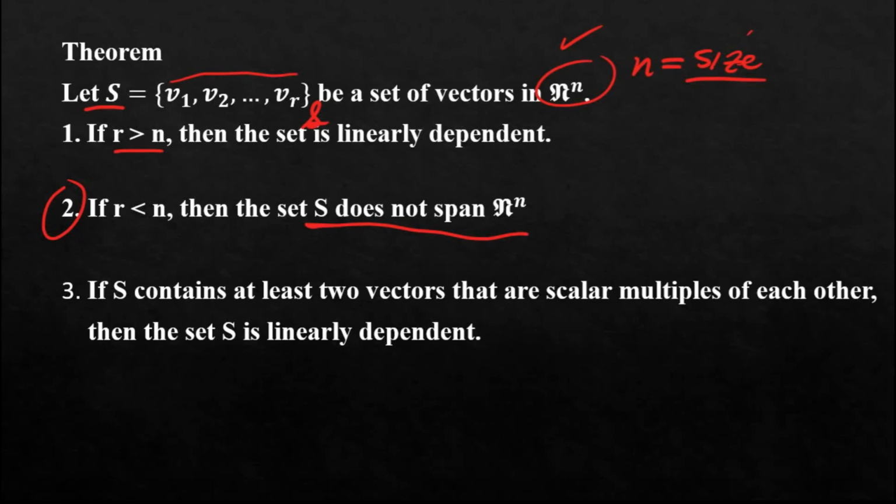So number 3, if S contains at least 2 vectors that are scalar multiples of each other, then the set S is linearly dependent. I did have some problems where you look at it by inspection and determine.